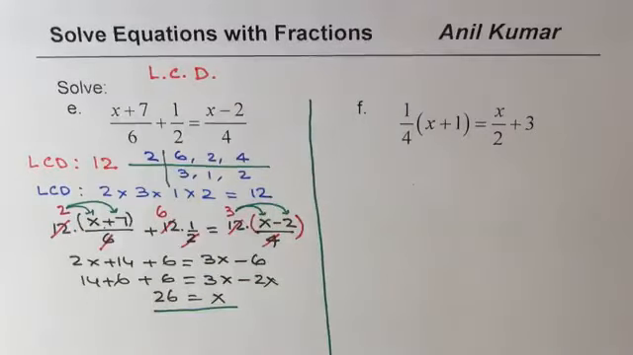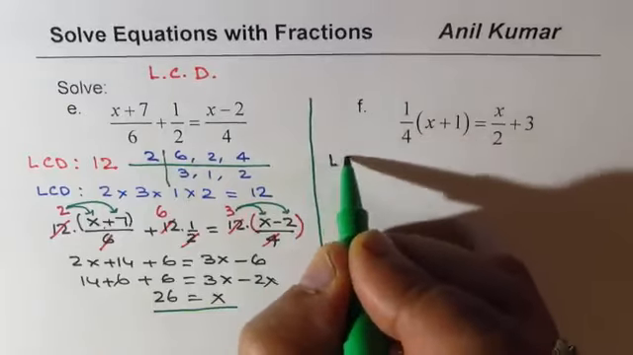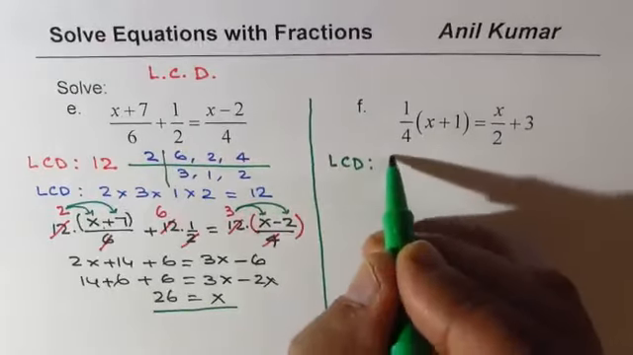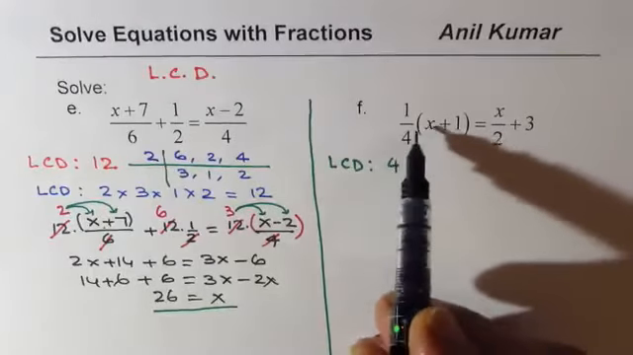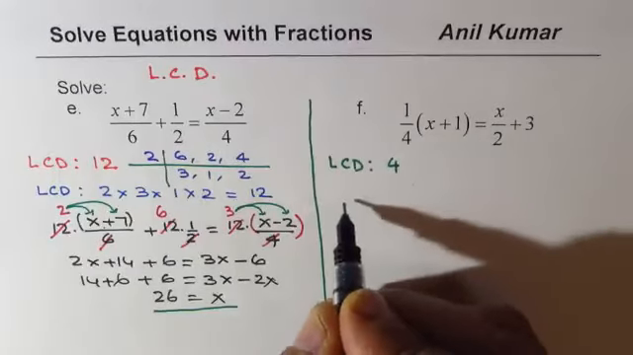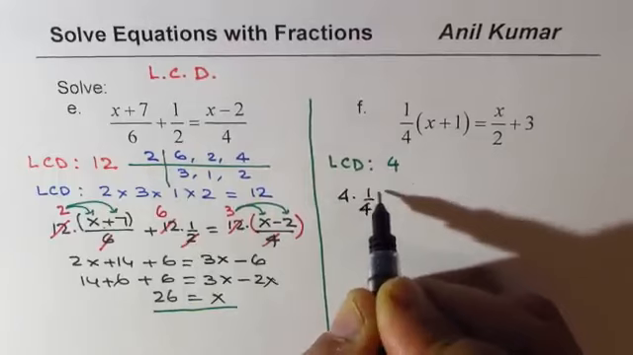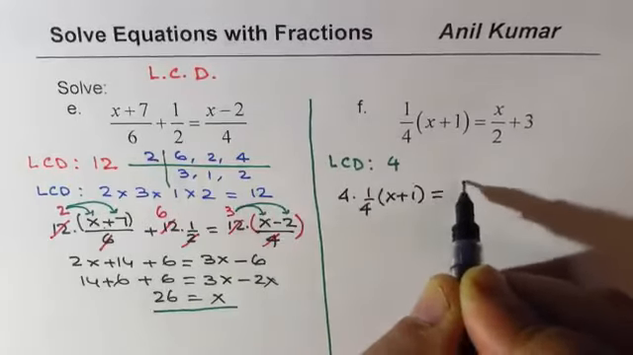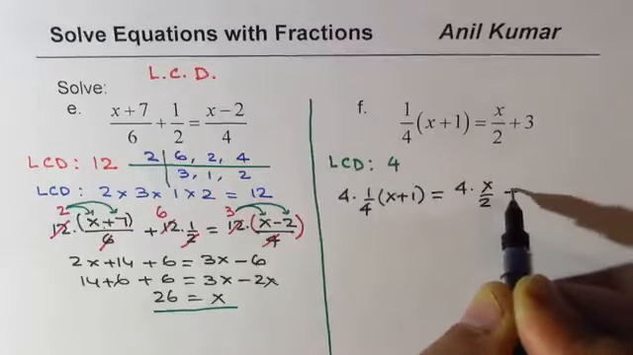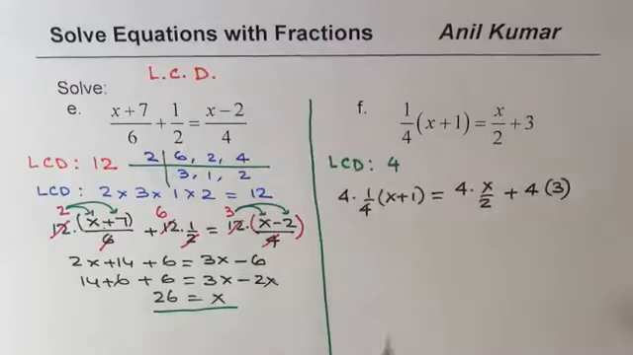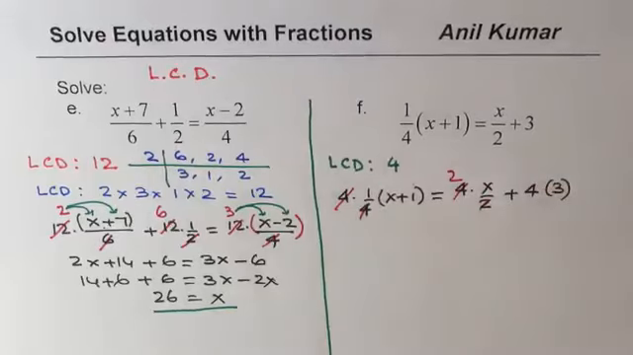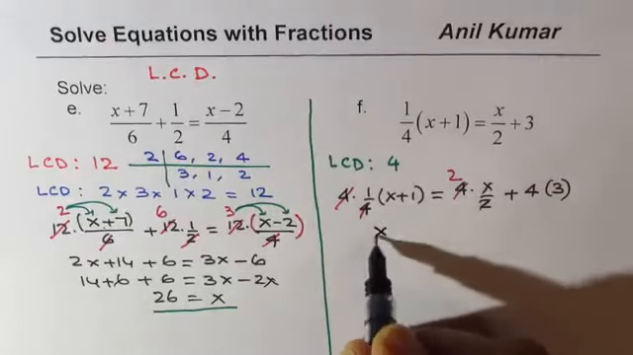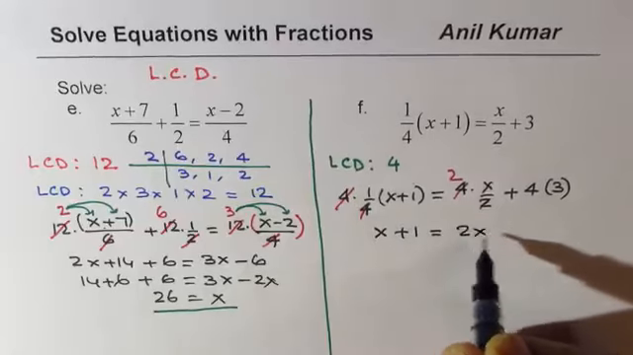Now let's do the next one. So here, what is the lowest common denominator? For 4 and 2, it is 4, right? Since 4 is a multiple of 2. So we'll multiply everything by 4. So what do we get? We get 4 times (1 over 4)(x plus 1) equals 4 times x over 2 plus 4 times 3. So here 4 and 4 cancel. In this case we get 2 times, here it is 4 times. So when you open the bracket, you get x plus 1 equals 2x plus 12.